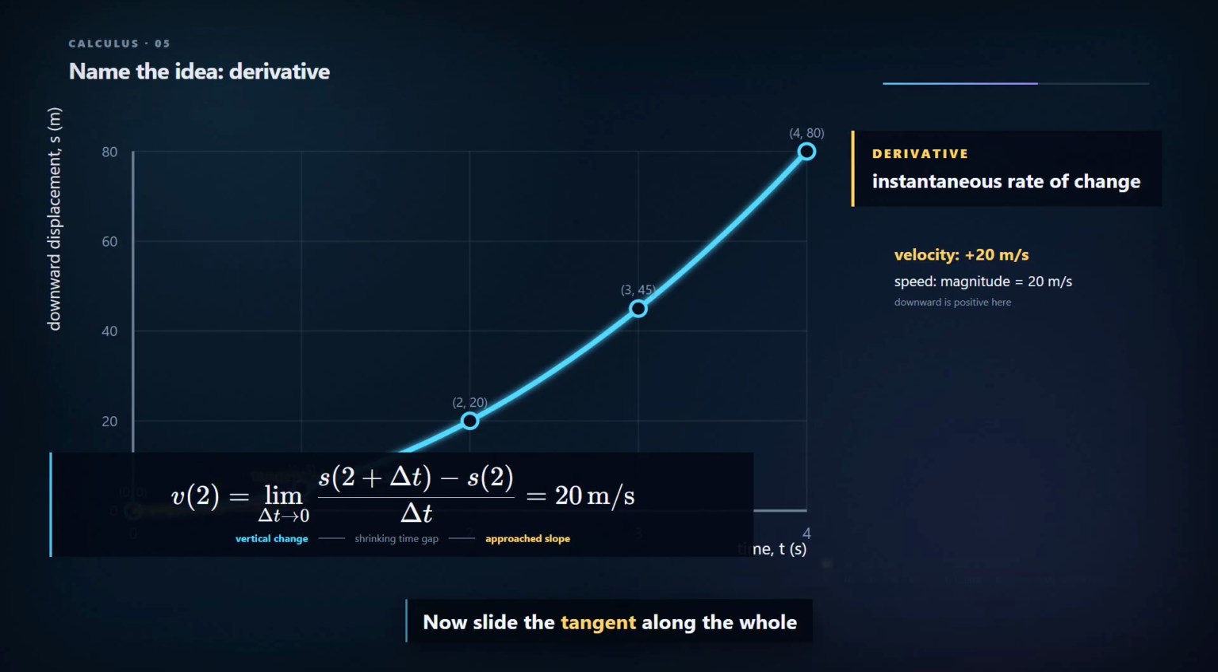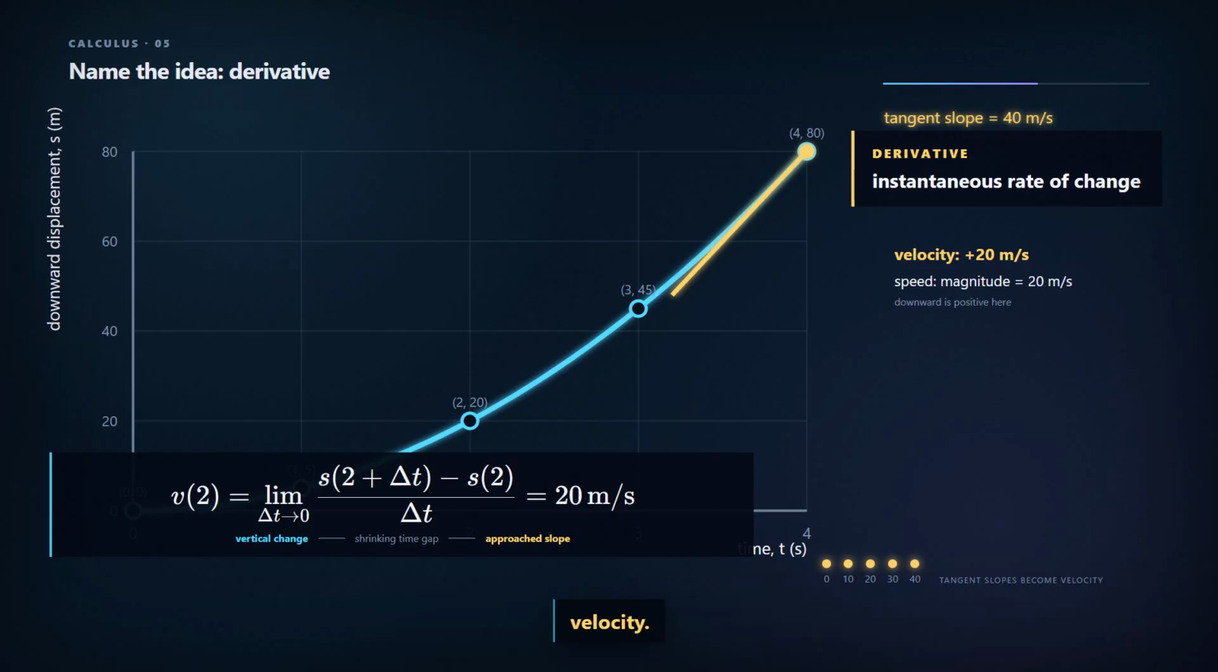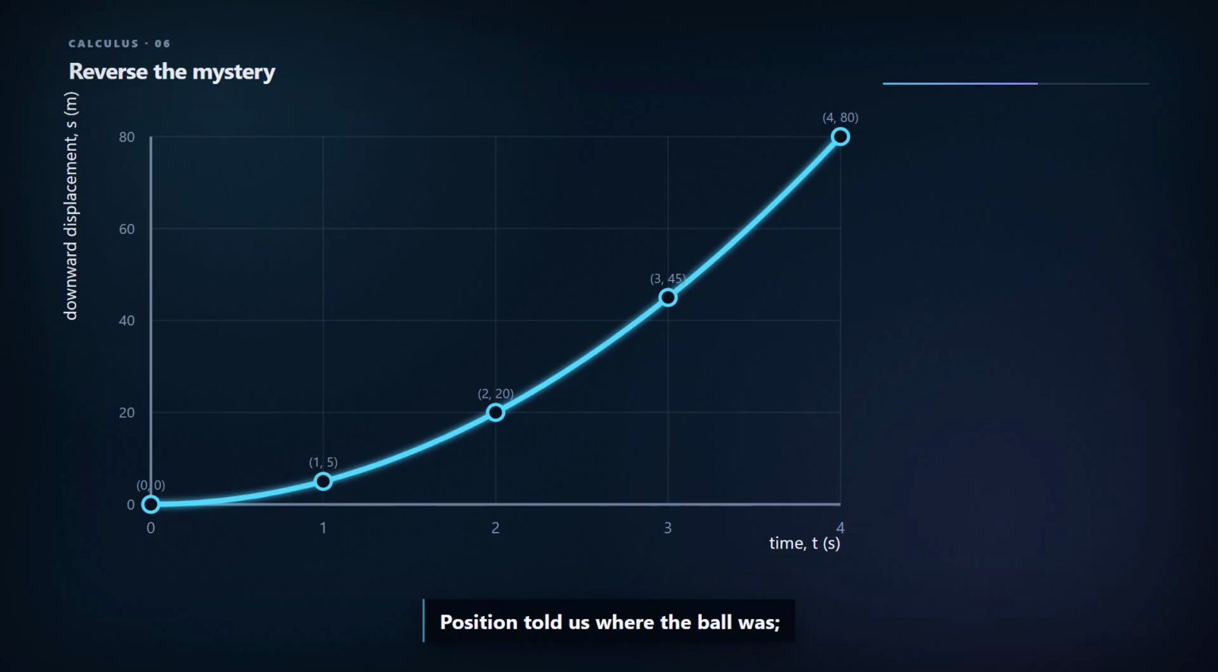Now slide the tangent along the whole position curve. Its slope starts at 0, then becomes 10, 20, 30, and 40. Those slope values form a new function, velocity. Position told us where the ball was. The derivative extracted how fast it changed.